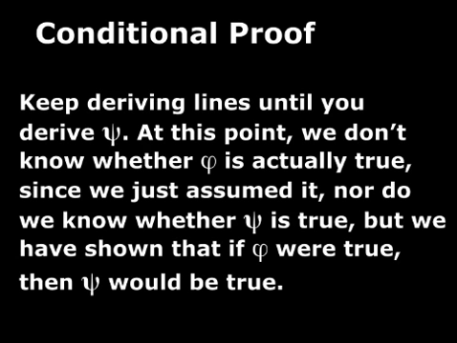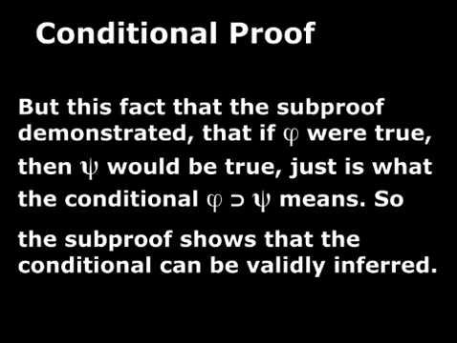But what we have shown is that if phi were true, if phi were one of the premises, let's say, psi would be true. But this fact that we did demonstrate, if phi then psi, is just what the conditional means. That's what the conditional says, if phi then psi. So the subproof, this little thing we did where we made an assumption and then derived something else, demonstrates that conclusion is true if the premises are true.